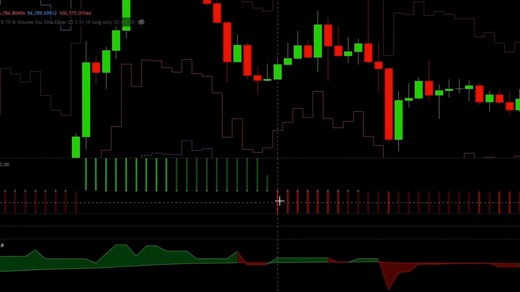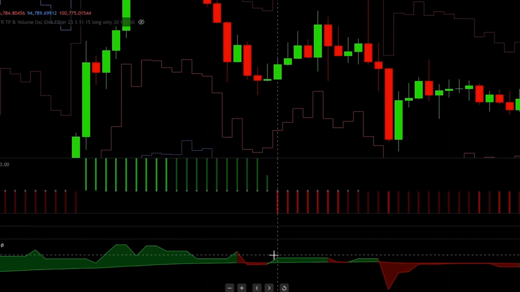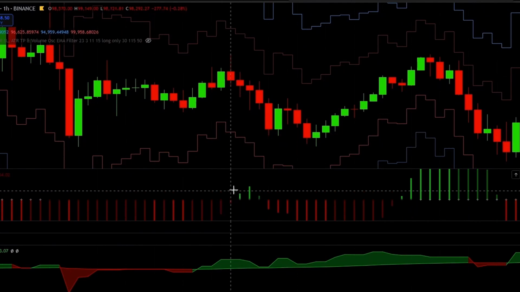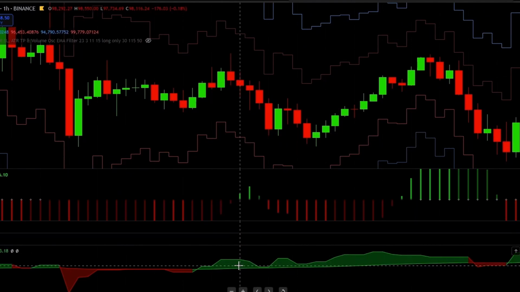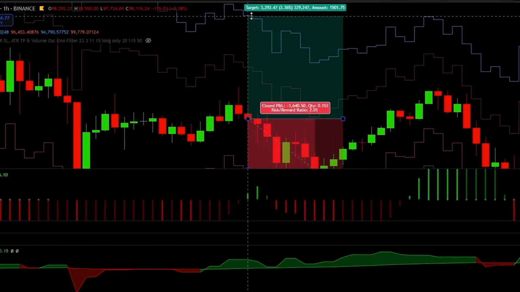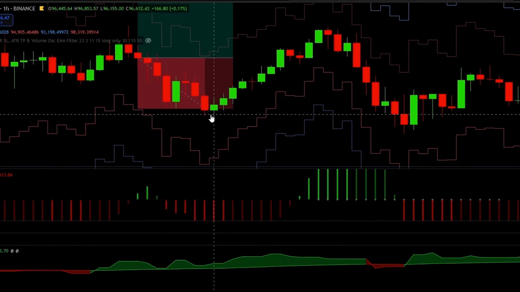Squeeze momentum would have given here a valid short entry, but the NVI did not agree as it is green now. Here is a long entry from the squeeze momentum, and the NVI agrees as it is green. So entry would have been here, stop loss there, and take profit there. Unfortunately, this would have been a losing trade.